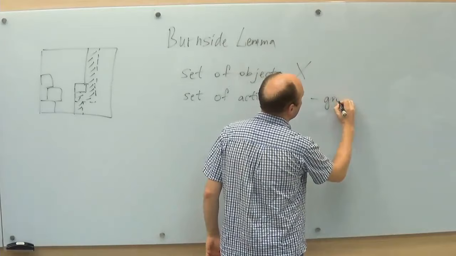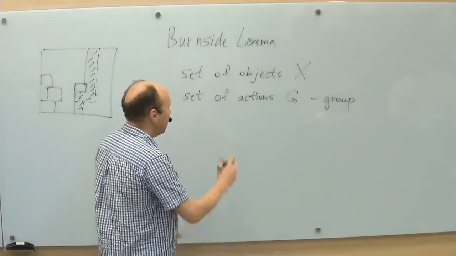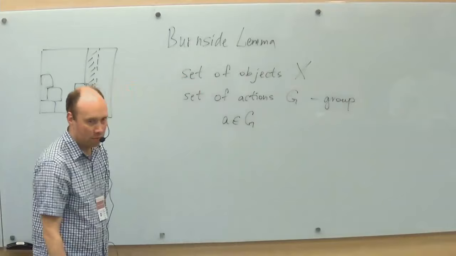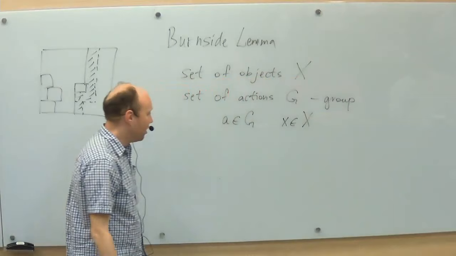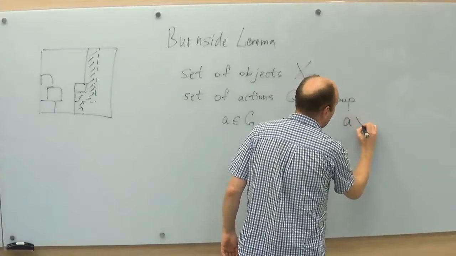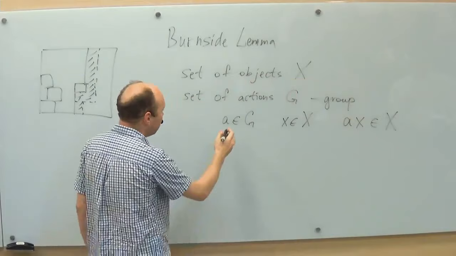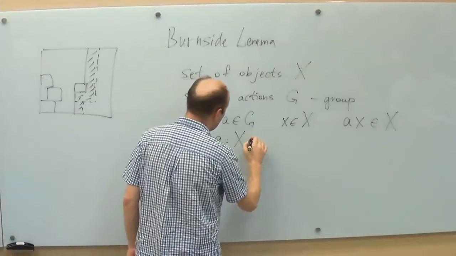What does it mean? It means the following. First, we must be able to compose two actions. What does it mean, a set of actions? Let there be an action, say A belongs to G, and let there be an object x that belongs to X. Then we say that A acts on x, and we have some other object as a result. We write it just as Ax, and we have some other result from the set X. So we say that A is actually a function that takes an object and returns an object.